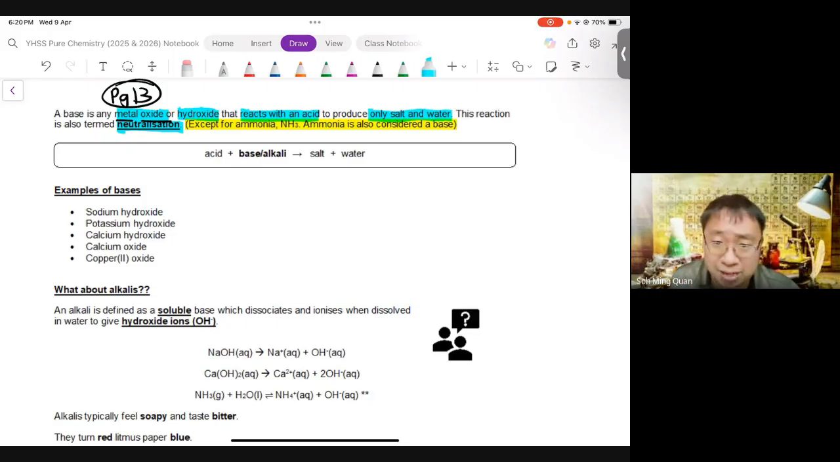Okay, the only exception is ammonia. Okay, why is ammonia so unique and special? Let's get to the bottom of it. Now, ammonia is very problematic because there is no oxygen in its formula.